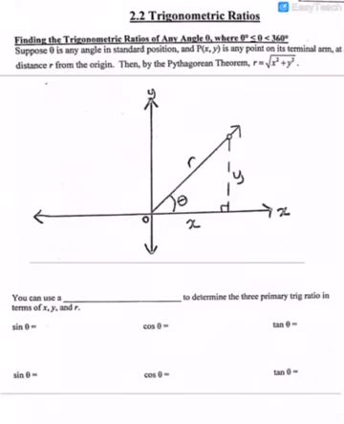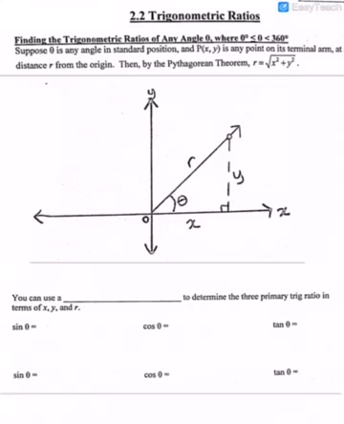Hello, grade 11s. Here's our next section, which is 2.2 trig ratios. So what we're going to look at here is now how sine, cos, and tan are related to these angles of a coordinate plane. So what I've drawn here for you is a triangle in quadrant 1.